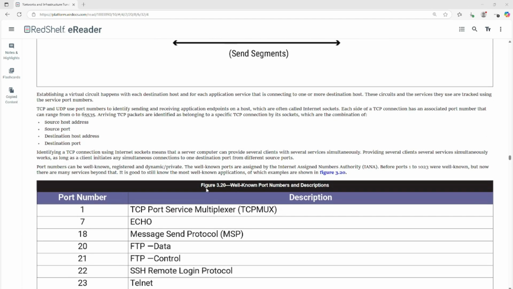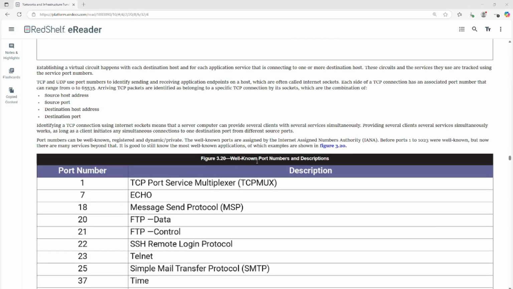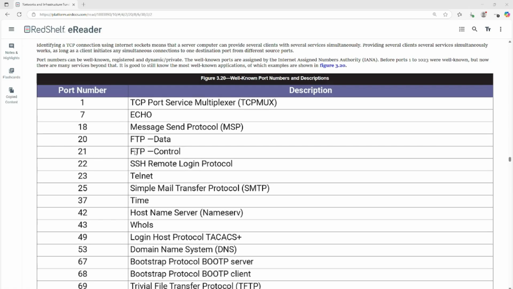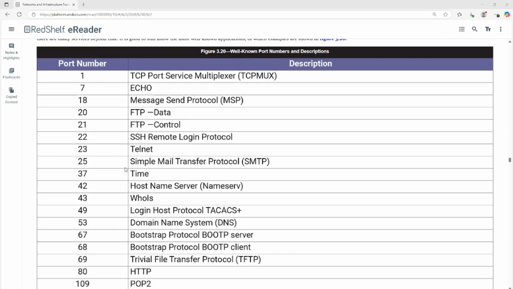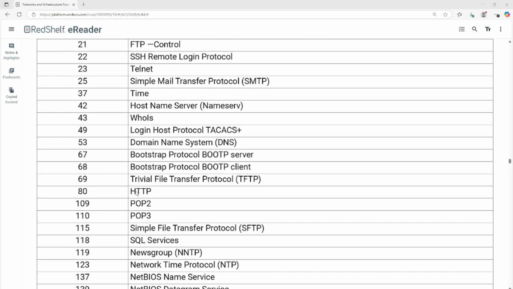The diagram on figure 3.20 just depicts some of the well-known ports, numbers, and descriptions. Just read these and try to understand some of the common ports that we have. Especially port 25, Simple Mail Transfer Protocol, which deals with mail, and 42, host name. I think one of the most common here is 80, which is HTTP. Everybody browses out there and reaches out to the internet.